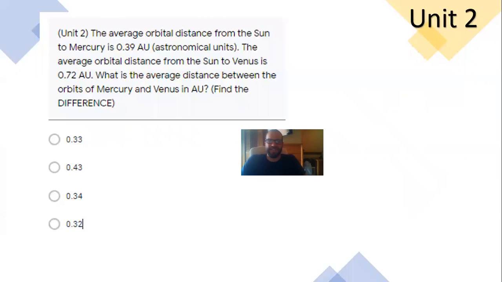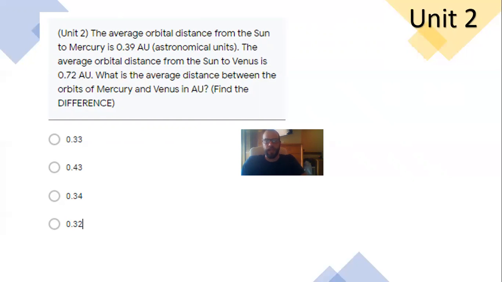Unit 2. This one's nasty with AUs, right? You can call them any name you want if you get confused with astronomical units. The average orbital distance from the Sun to Mercury is 39 hundredths of an astronomical unit. The average orbital distance from the Sun to Venus is 72 hundredths astronomical units. What is the average distance between the orbits of Mercury and Venus in AU? All that means, ladies and gentlemen, is how much further is 72 hundredths than 39 hundredths?